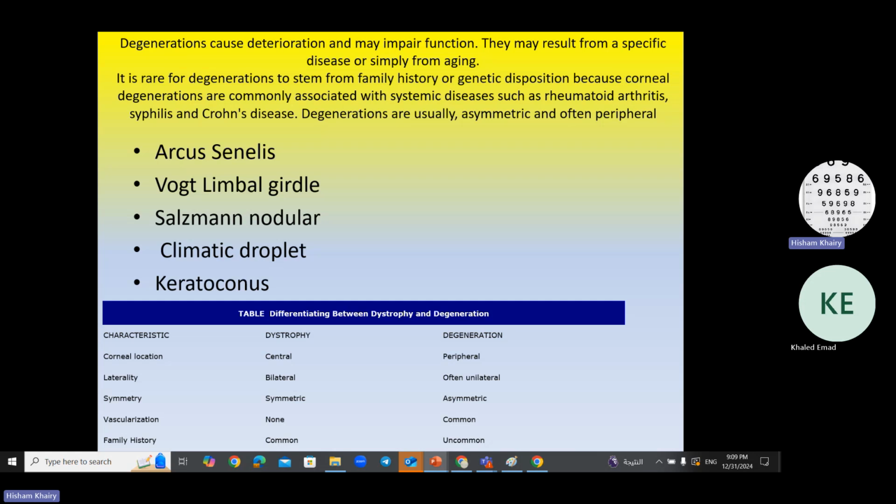Examples of degenerations are arcus senilis, Vogt limbal girdle, Salzmann nodular corneal degeneration, climatic droplet keratopathy, and keratoconus. Also, degenerations, in addition to being asymmetric, commonly have corneal vascularization, unlike most corneal dystrophies.